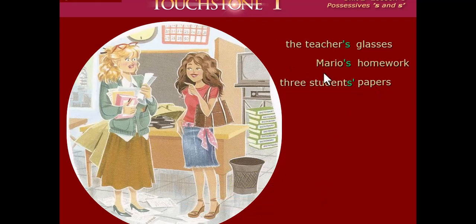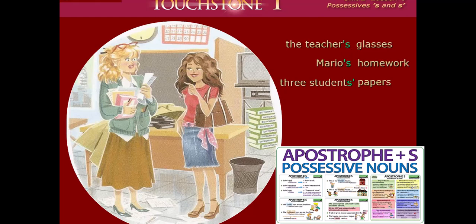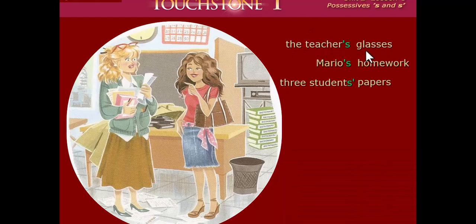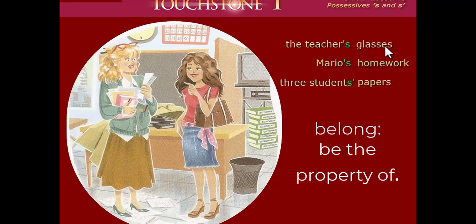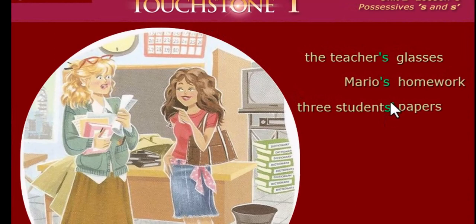In this case, we use apostrophe S to talk about something that belongs to a person. The teacher's glasses. Mario's homework. This homework belongs to Mario, and these glasses belong to the teacher. But in this case, the word students at the end has an S, because students is plural. So you don't have to put another S, you just put an apostrophe, like this. And that means that the papers belong to the three students. Three students' papers.